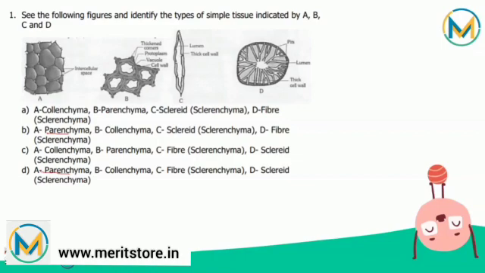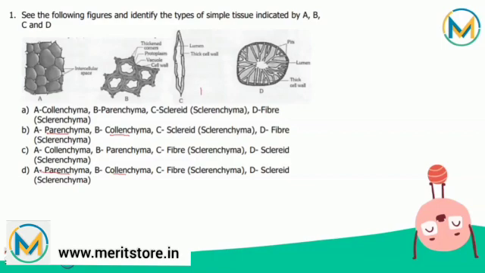Intercellular spaces are absent. They provide mechanical support to the growing parts of the plant, such as the young stem and petiole of a leaf. Then C is sclerenchyma. So B, collenchyma, is there in both option B and C. Now C is a sclerenchyma.